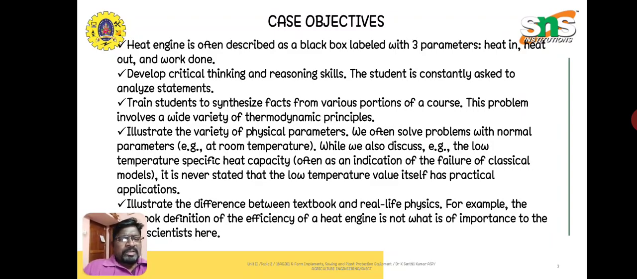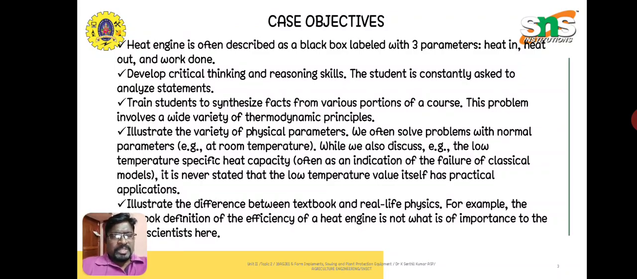We also discussed that low temperature specific heat capacity is often an indication of failure of classical models. Classical models we used to apply in the case of normal temperature. So failure of classical models means that when we are going for cryogenics, the temperature range is minus 15, minus 20 degrees Celsius to minus 30 or up to minus 100 degrees Celsius.